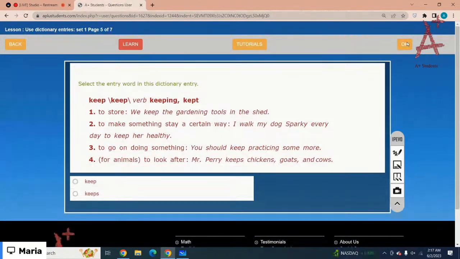Okay, select the entry word in the dictionary entry. For the entry word you have to look for keep. Keep. Verb is keeping and kept. The meaning is to store. We keep the gardening tools in the shed. So which is the dictionary entry or entry word? Entry word in the dictionary is keep. If you have to look for the meaning of kept or keeping, you have to look for the word keep. They are the different forms of the word keep. Got it?